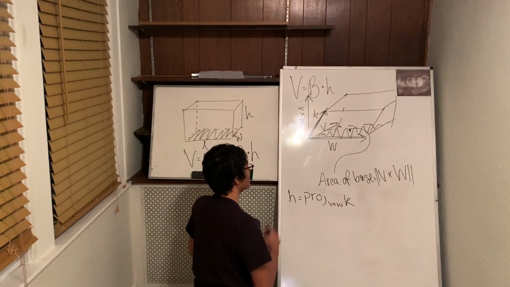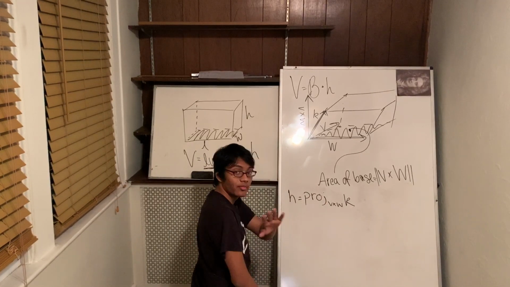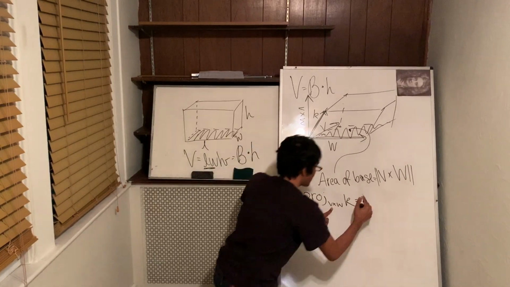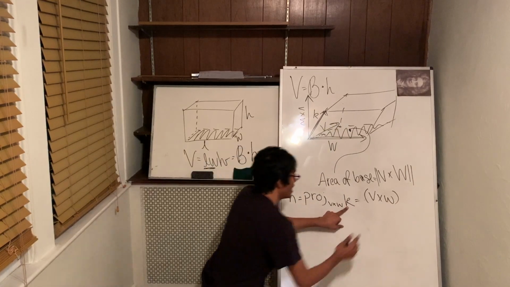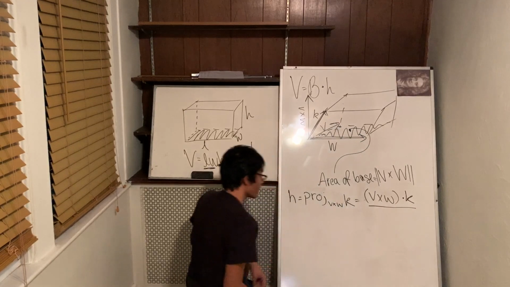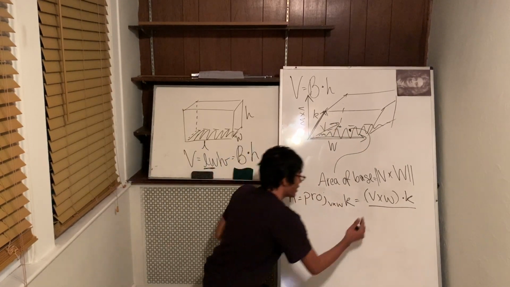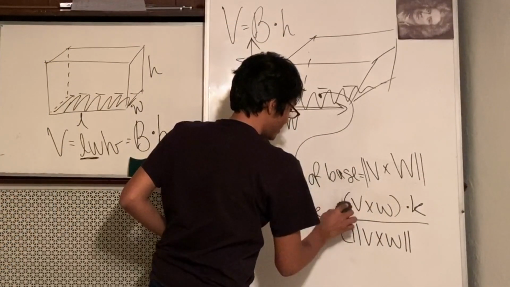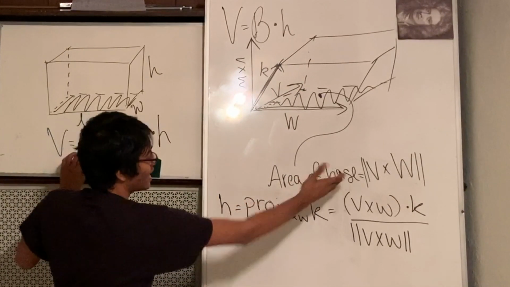Okay, that's good. Now, how do we find this projection? Well, hopefully you remember the projection formula. It's going to be the dot product of the vector we're projecting onto and the vector that's being projected, divided by the magnitude of the vector that's being projected onto, squared. So that's going to be V cross W. That's pretty much all there is to this projection. And now we have our height, we've got the area of our base.